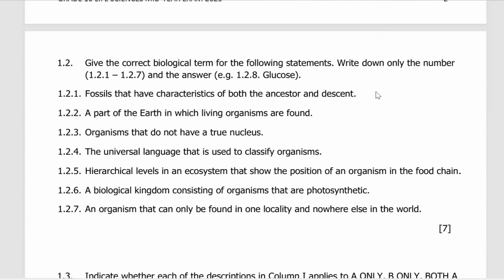Then we go to the terminology. The fossil that has characteristics of both ancestor and descendant, we say that is called a transitional fossil. Part of the earth in which organisms are found, how do you call that? We call it biosphere. Yes. Organisms that do not have true nucleus, so we call it prokaryotes or prokaryotic organisms.